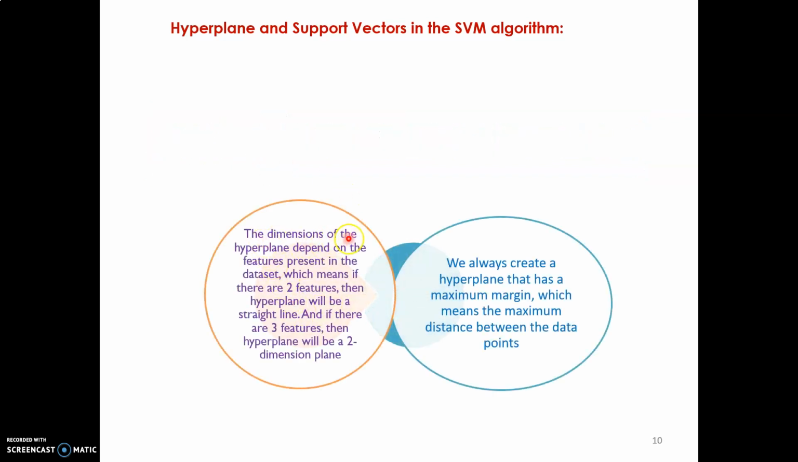Here, the dimensions of the hyperplane depend on the features present in the dataset. So the hyperplane is dependent on the features in the dataset, which means if there are two features, then the hyperplane will be a straight line. And if there are three features, then the hyperplane will be a two-dimensional plane. We always create a hyperplane that has a maximum margin, which means the maximum distance between the data points.